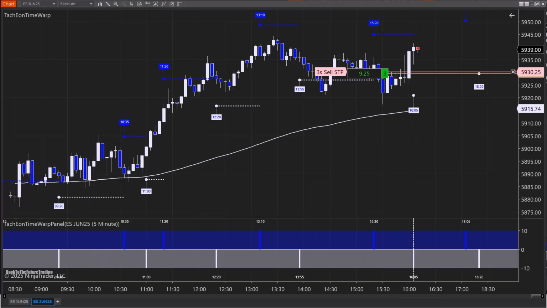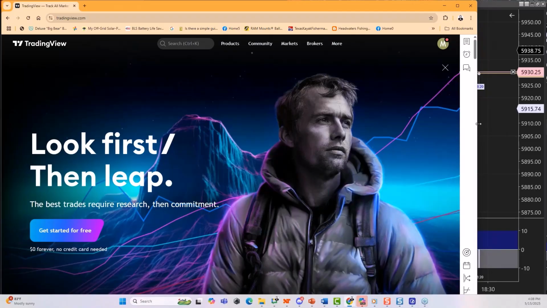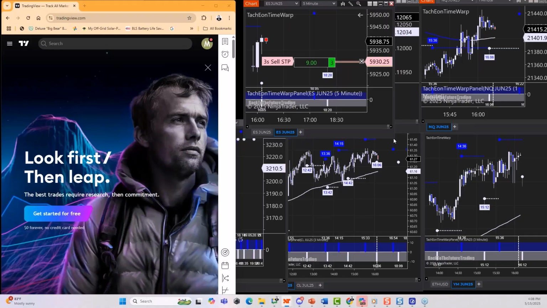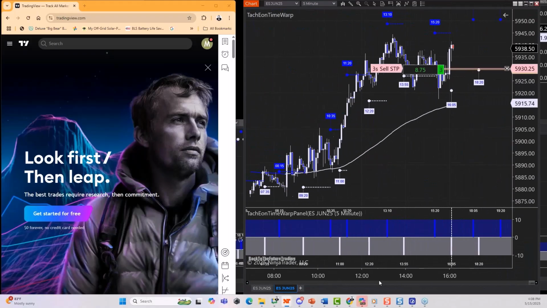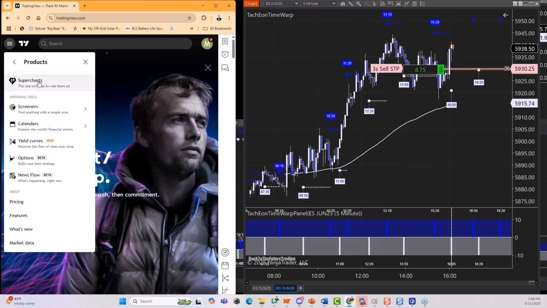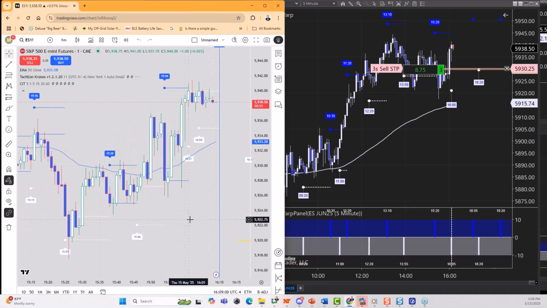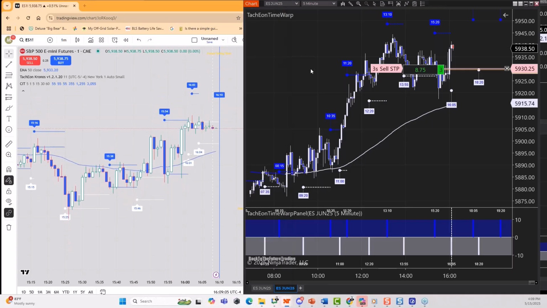There are two programs available for customers that are trading, whether you're trading futures, forex, equities, or crypto. We have the version for TradingView called Kronos, and then we have the version for Ninjatrader called Time Warp.